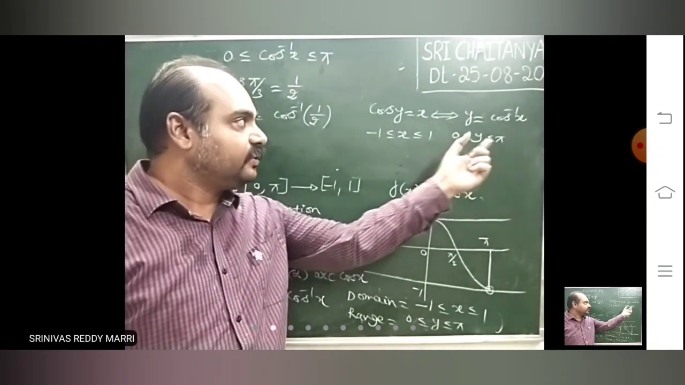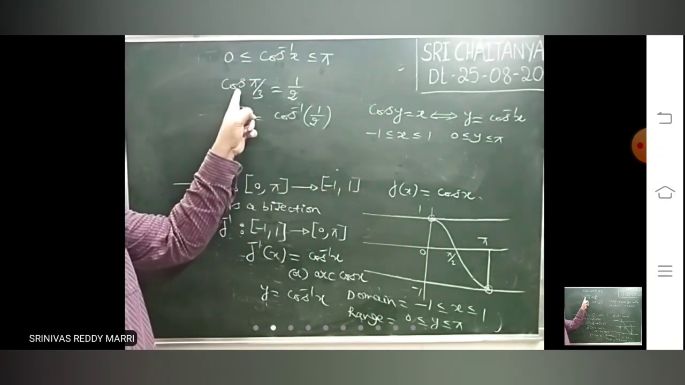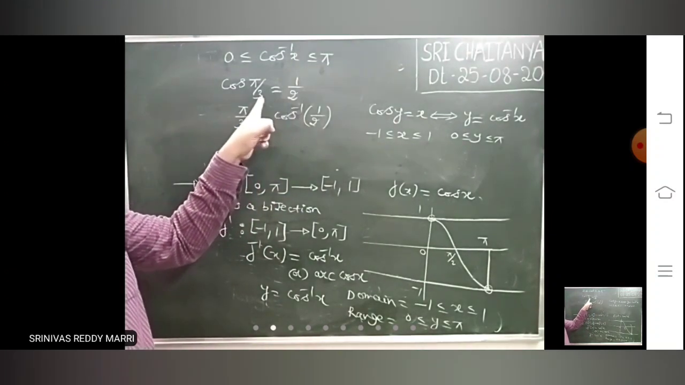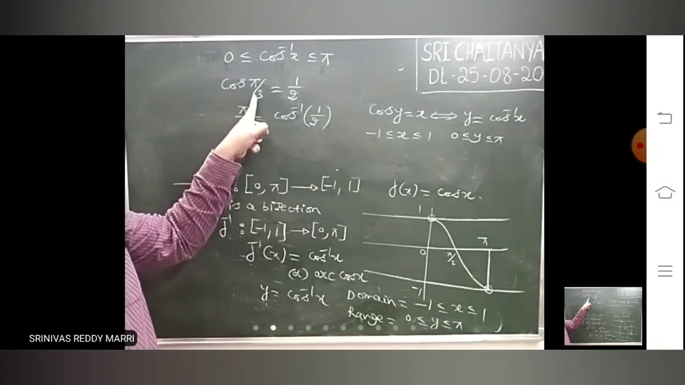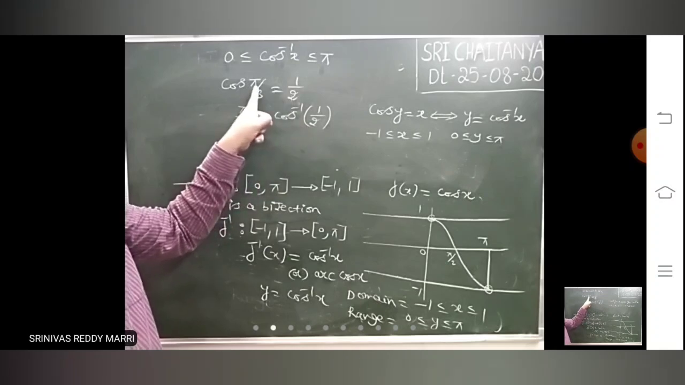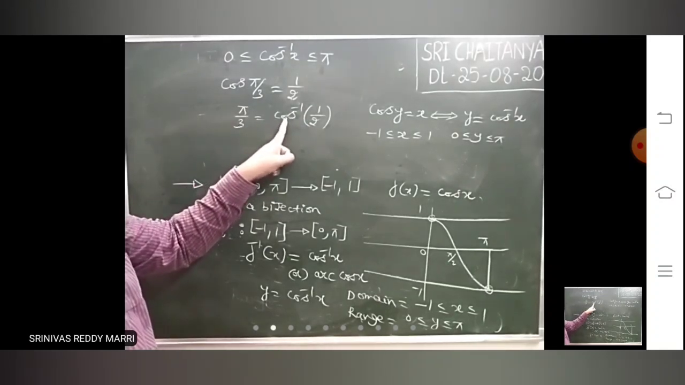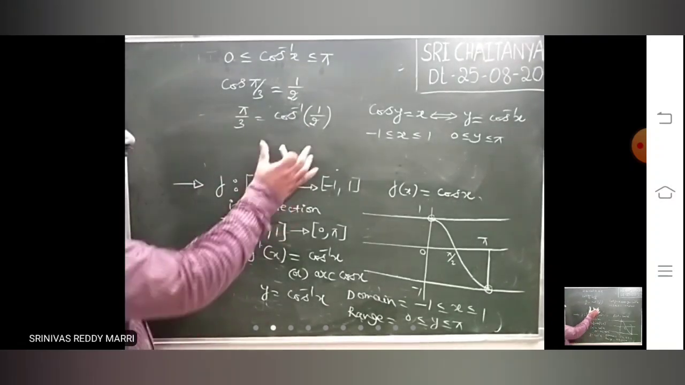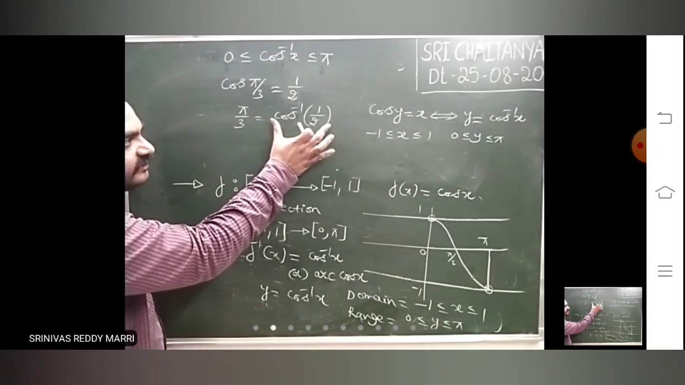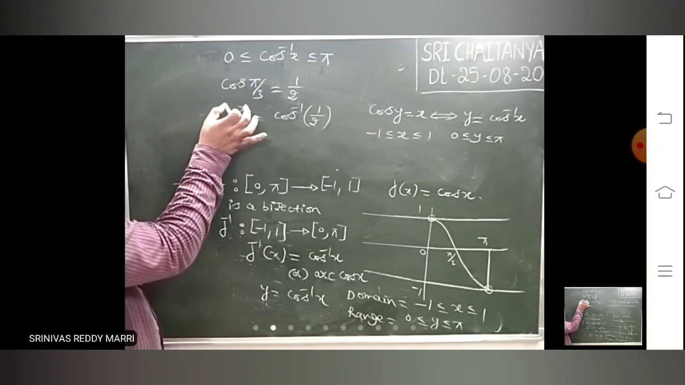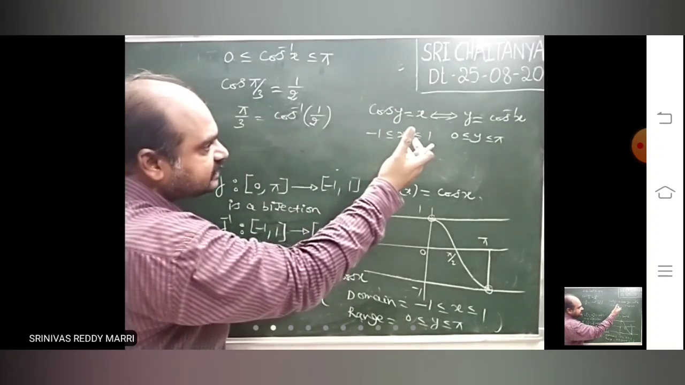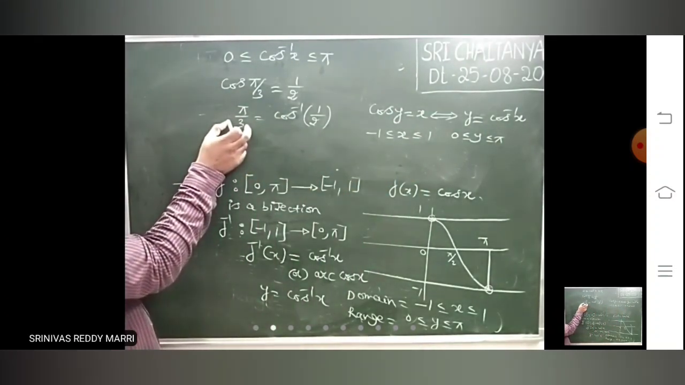Look here. Cos y equal to x. Here this pi by 3 is lying between 0 and pi. Cos y equal to x means this y, pi by 3, is nothing but cos inverse x. Simply, after writing the cos inverse value, you have to check whether that value is lying between 0 and pi or not.